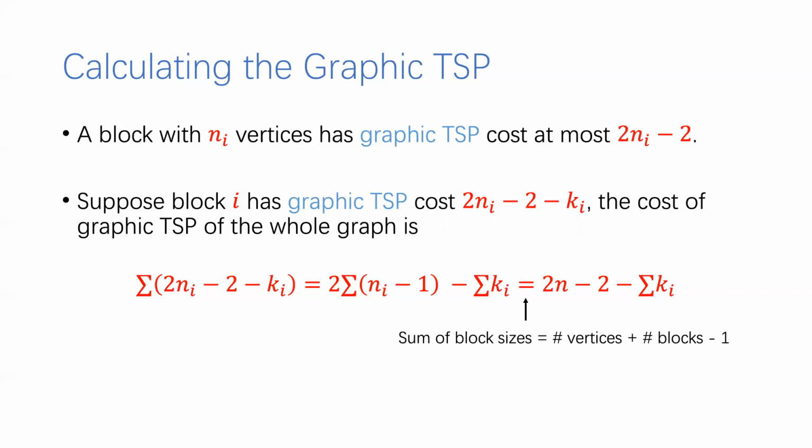Now, because the sum of block sizes equals the number of vertices plus the number of blocks minus 1, we have the size of graphic TSP equals 2n minus 2 minus summation of ki, which means if there are many ki which are larger than 0, or if there are some ki's which are very large, then the size of graphic TSP of the whole graph is small, which means we need to focus on the graphic TSP on each block.